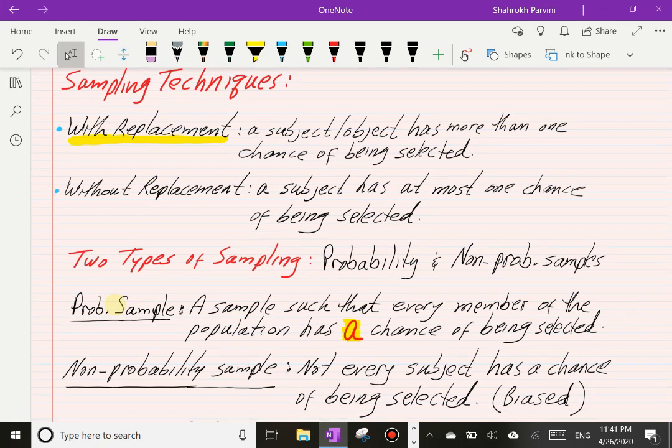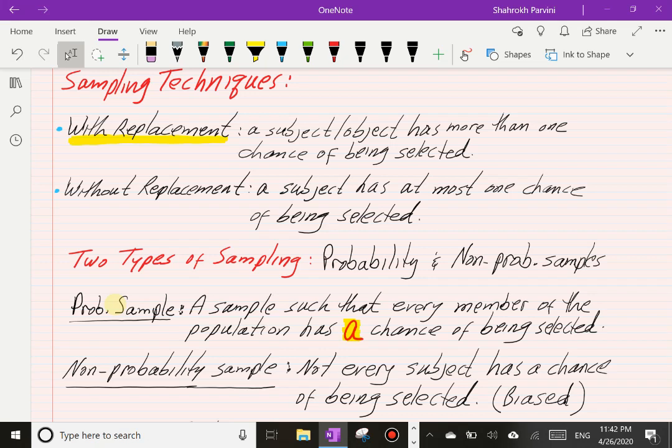For the non-probability samples, where that's not true, it's the complement of the probability sample. Not every subject has a chance of being selected. Therefore, these non-probability samples are going to be biased. And if they're biased, we cannot really draw valid inferences to the population. That's the drawback. We can only draw valid inferences or generalizations to the population based on probability samples.